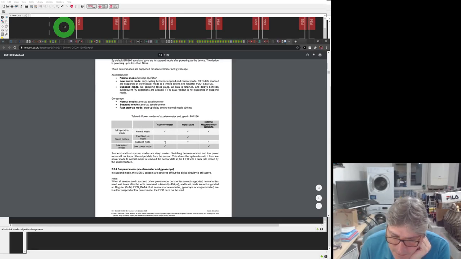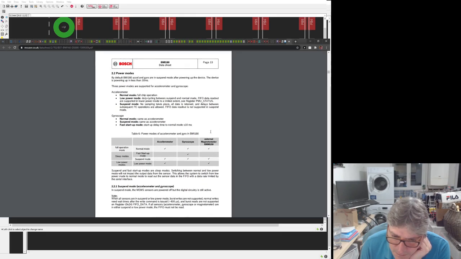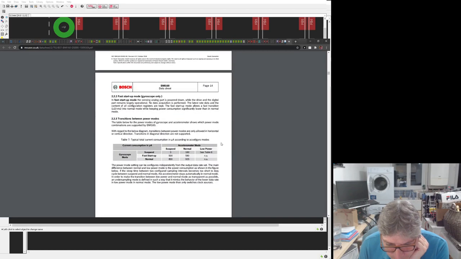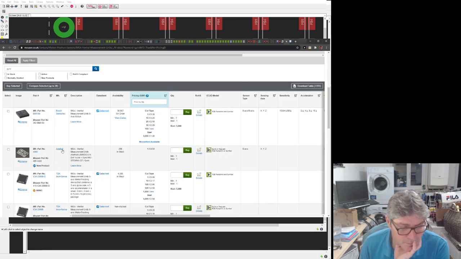Functions, normal mode, accelerometer, gyroscope, and magnetometer. Oh, external magnetometer. What? What does it mean by external? Does that mean that you need another chip to do the magnetometer? So this is an accelerometer and gyroscope, but not a magnetometer. Is that right? Hold on, what was the Adafruit one?